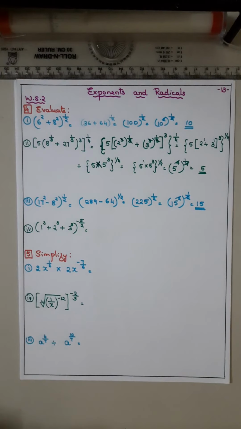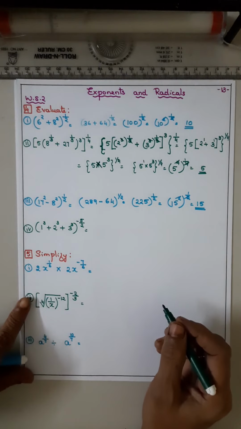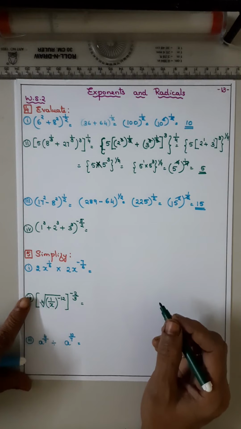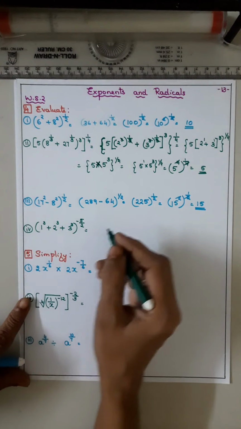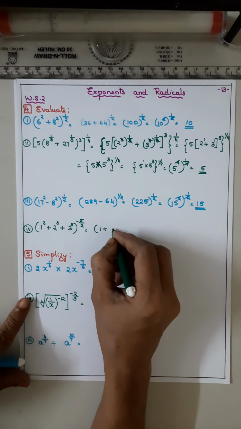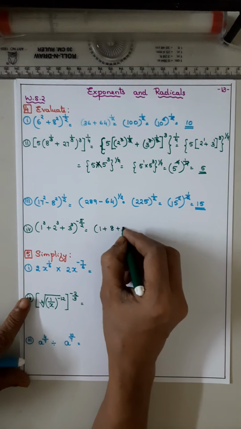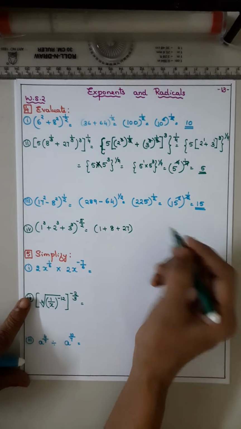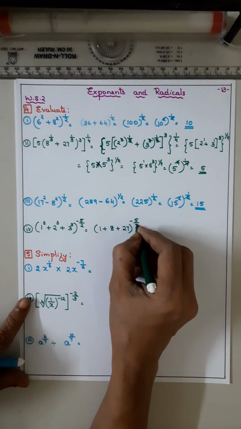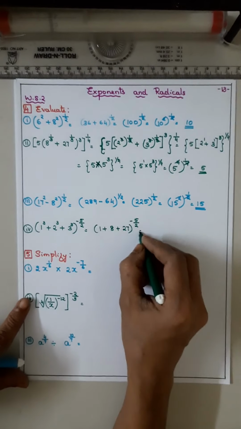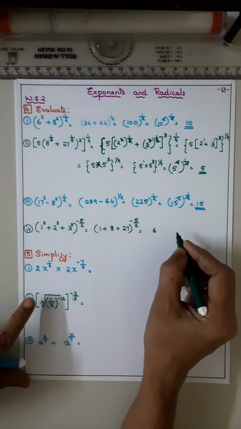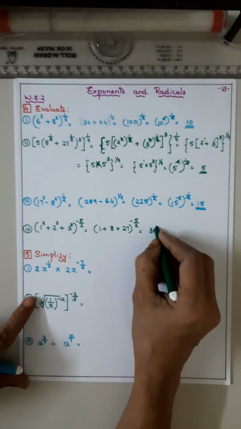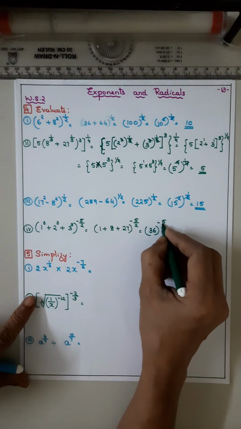Now coming to this fourth sum, 1 cube plus 2 cube plus 3 cube, the whole raised to the power minus 5 by 2. Now find the values. 1 cube is 1, 2 cube is 8 and 3 cube is 27. Now raised to the power minus 5 by 2. Now add: 1 plus 7 is 8, 8 plus 8 is 16, 1 plus 2 is 3, raised to the power minus 5 by 2.